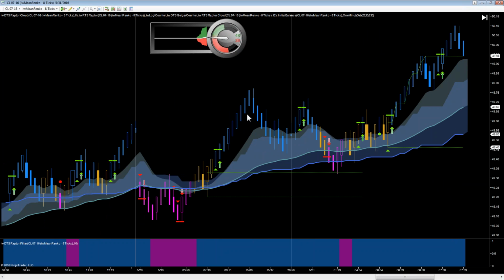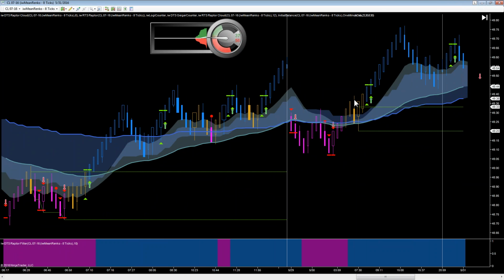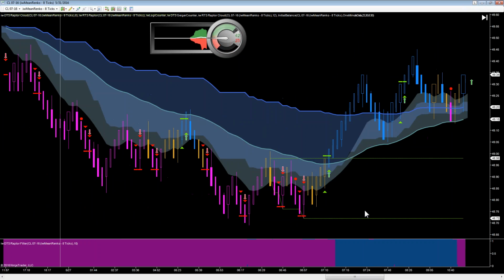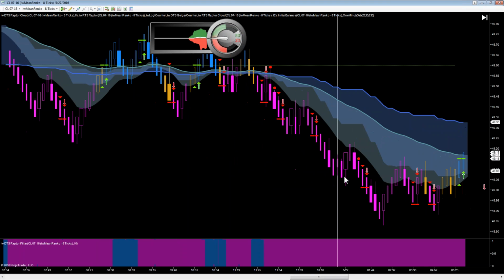Here's a nice little hard edge bounce. The market trades into the hard edge, bounces out, produces a signal. Some of our Raptor owners, that's all they look for, is a hard edge bounce signal. Market comes into the hard edge, it bounces out, produces an in sync signal. Another little hard edge bounce. Another hard edge bounce right here. So a few opportunities there.